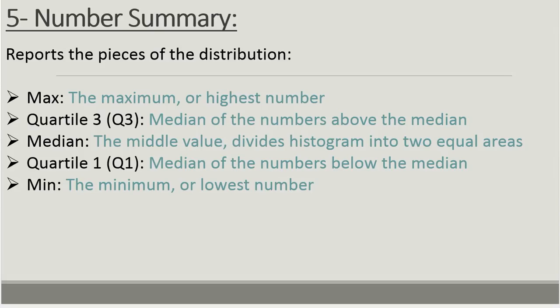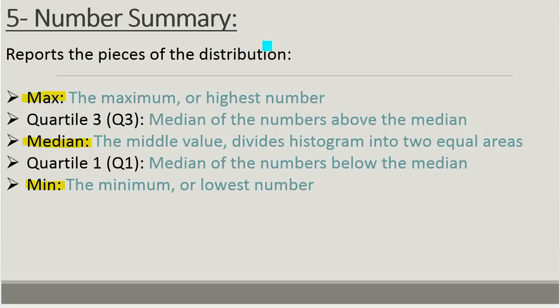5-number summary. When looking at your 5-number summary, you want to look at what your max is or maximum. So that's the highest number possible that you have. And your min, which is your minimum, or the lowest number. Then you want to look at the median. Median is middle value, so whatever the middle number is.